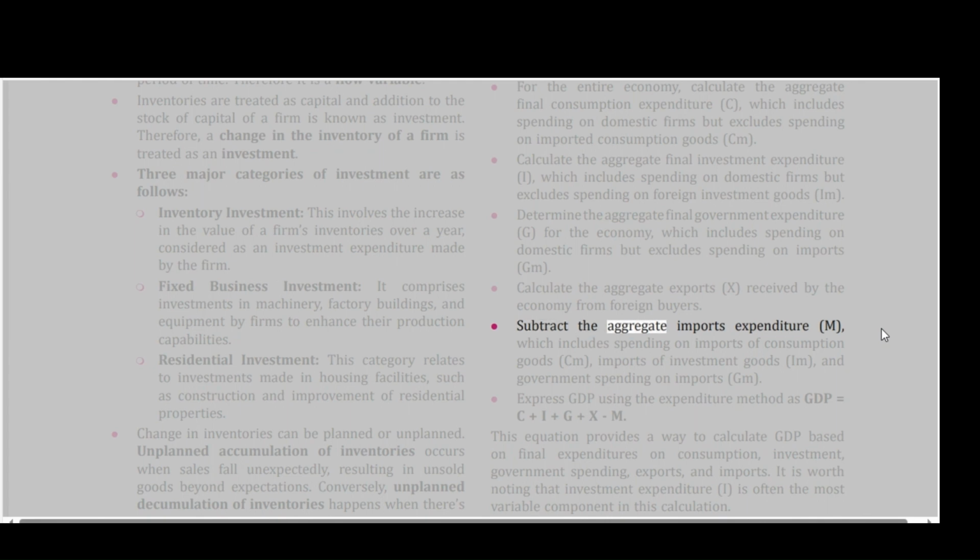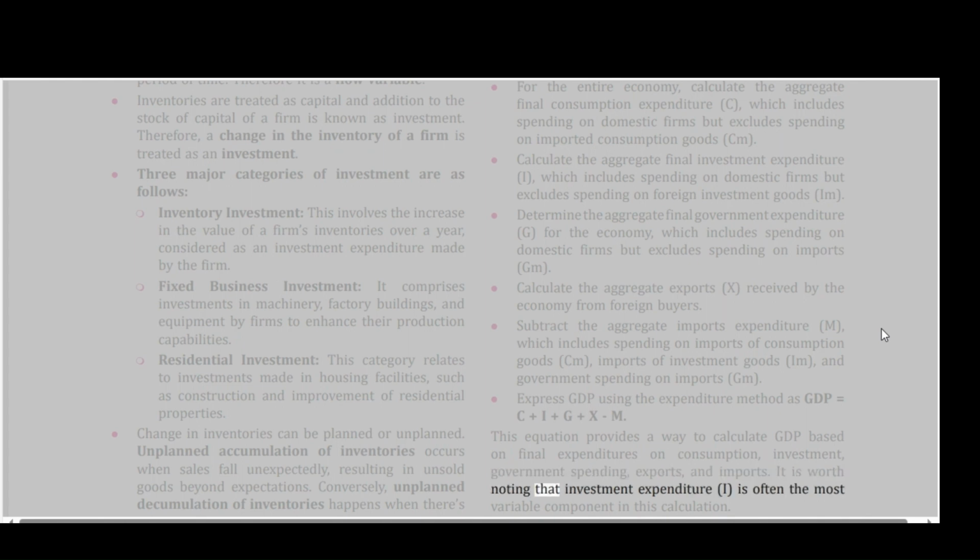Subtract the aggregate imports expenditure, M, which includes spending on imports of consumption goods, CM, imports of investment goods, IM, and government spending on imports, GM. Express GDP using the expenditure method as GDP equals C plus I plus G plus X minus M. This equation provides a way to calculate GDP based on final expenditures on consumption, investment, government spending, exports, and imports.